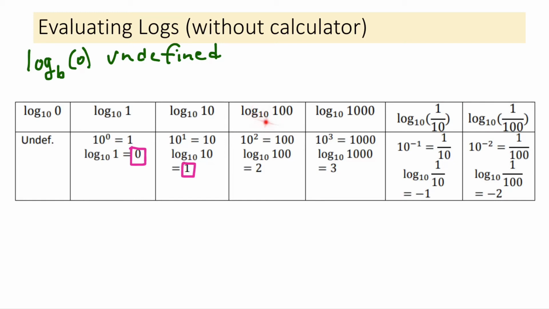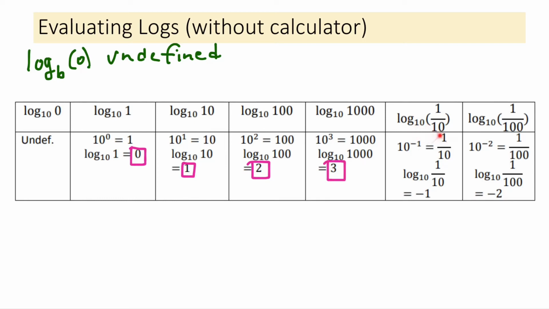Now here, we're going to ask ourselves, if my base is 10, what power do I need to raise 10 by to get 100? Well, 10 squared is 100, so my answer is 2. Now here, if my base is 10, what power do I need to raise 10 by to get 1,000? So 10 to the third is 1,000, because 10 times 10 times 10 is 1,000. So my exponent is 3.